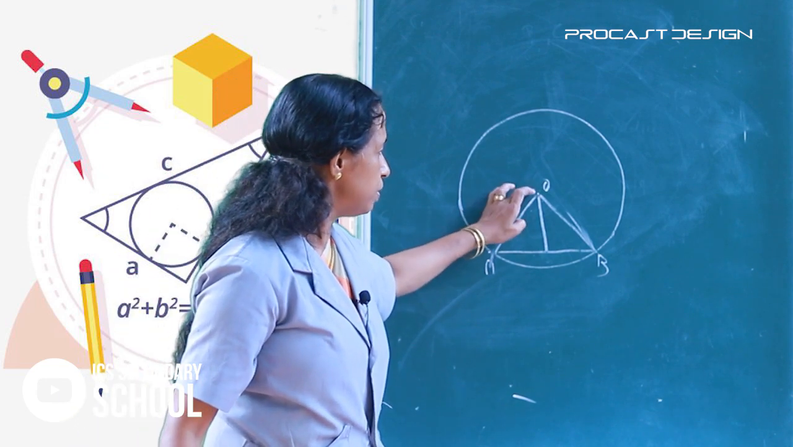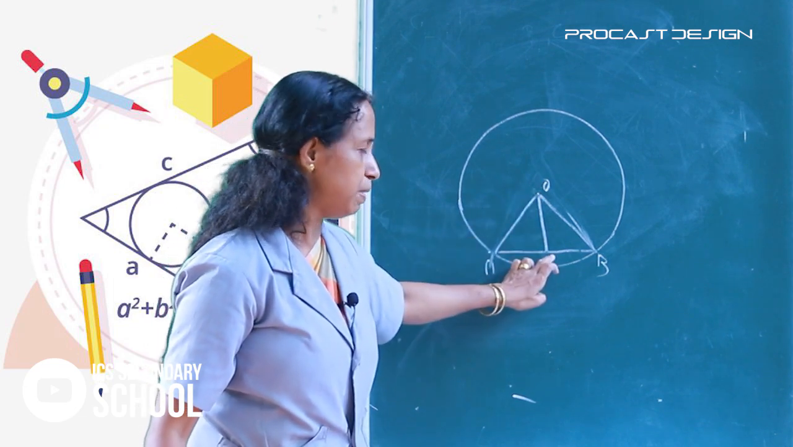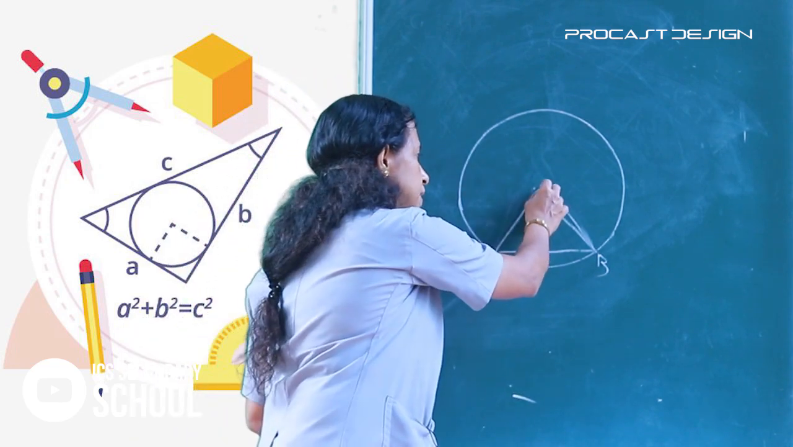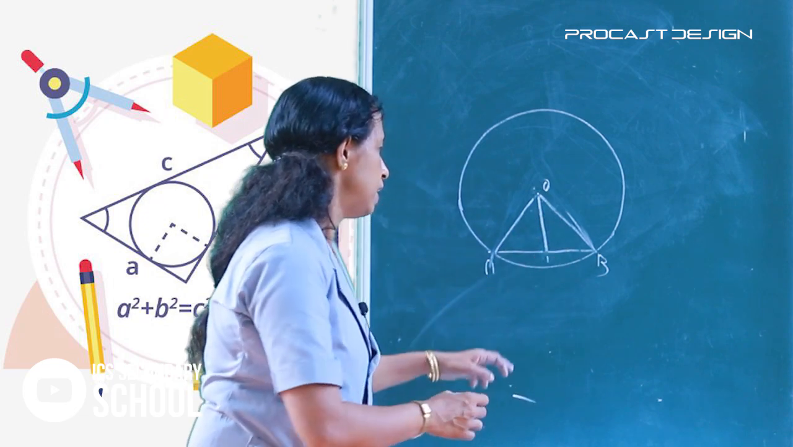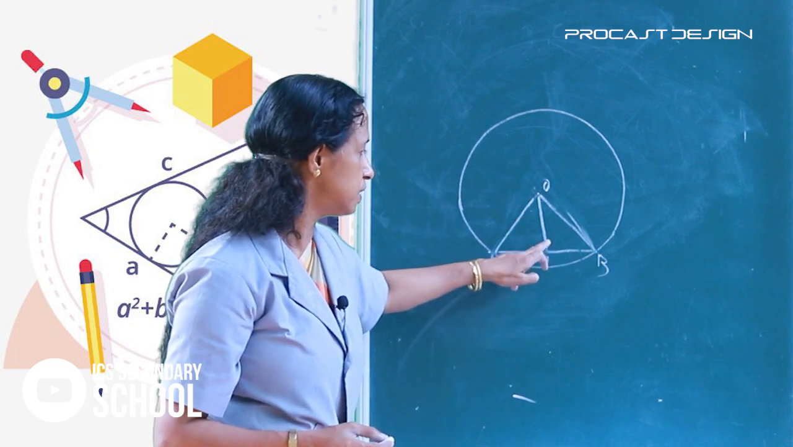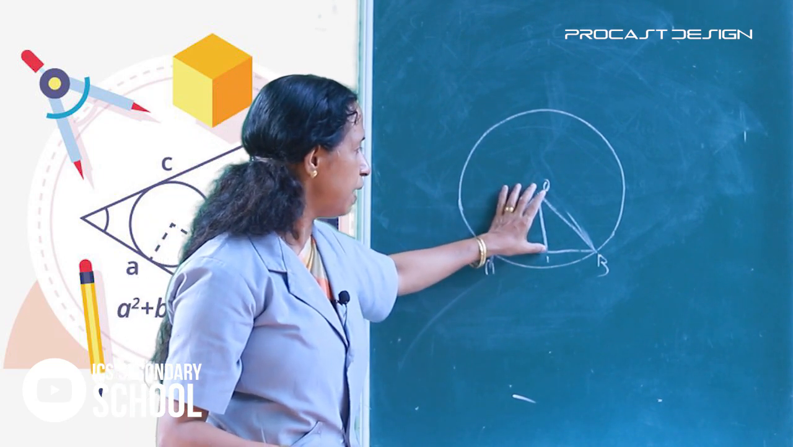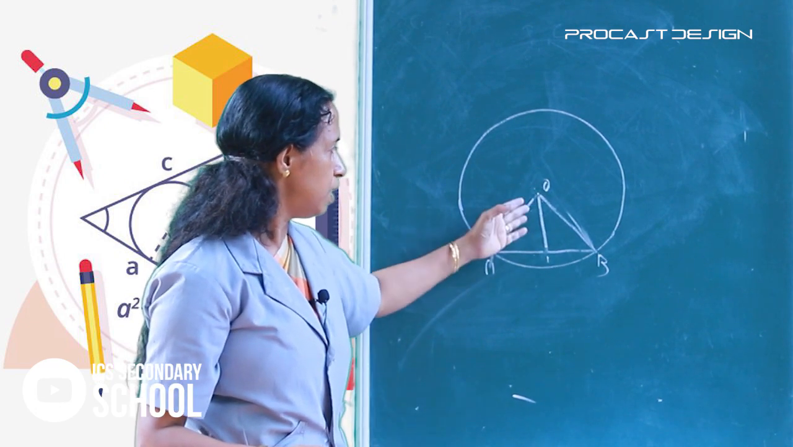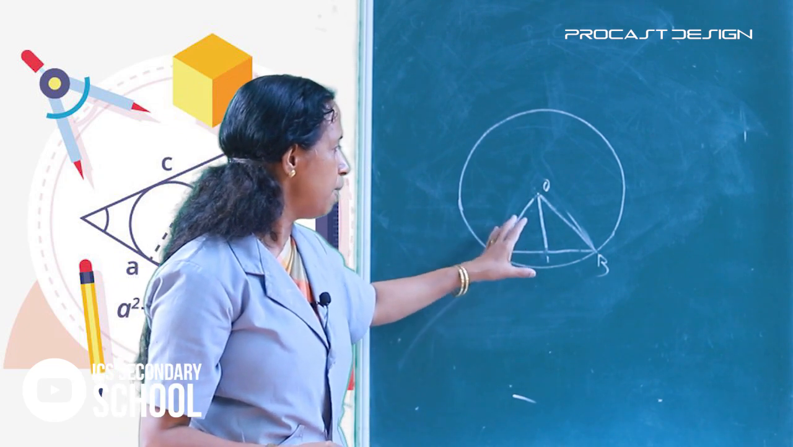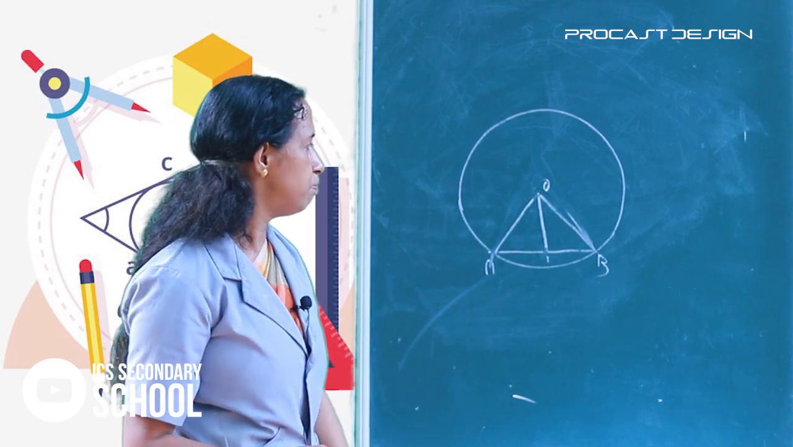The perpendicular from the third vertex bisects the base. This line bisects the base. OD bisects the base. D is the midpoint of AB. The line joining the third vertex and the midpoint of the base is perpendicular to the base. The third vertex is on the perpendicular bisector of the base.